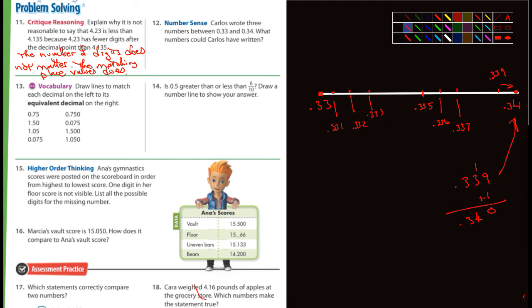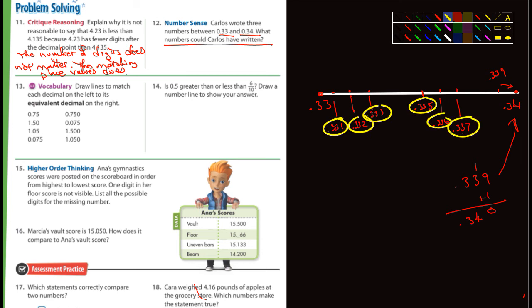Okay. So it says Carlos wrote 3 numbers between 0.33 and 0.34. What numbers could Carlos have written? Well, take your pick. Any of those, and a couple more that I didn't write down, could have worked. Okay. All right.